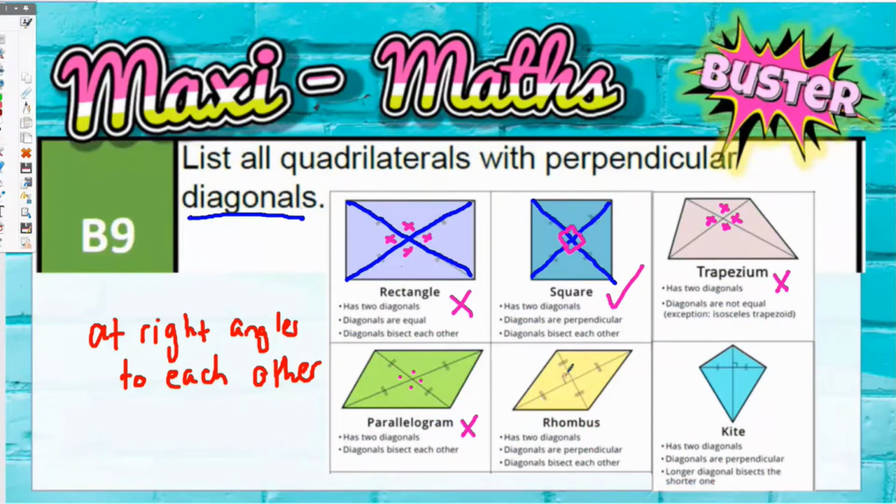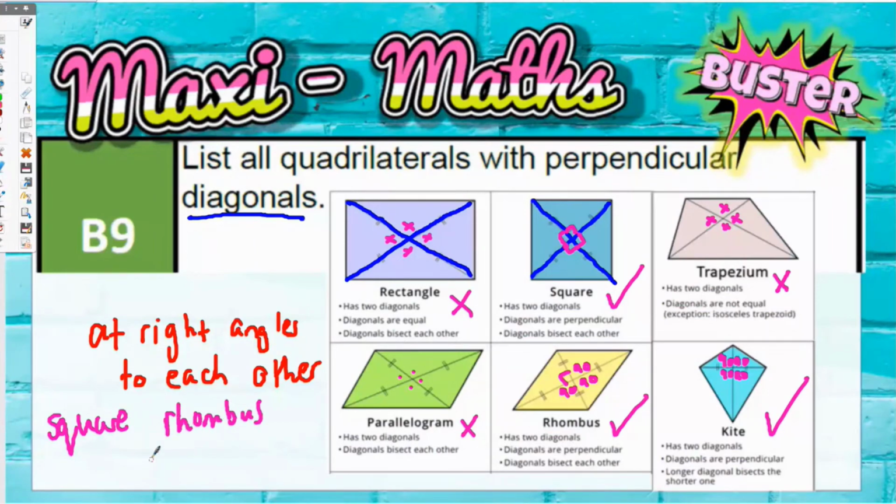The rhombus, now that does, this is 90 degrees, this is 90, this is 90, this is 90. So the rhombus does have perpendicular diagonals. And the kite, imagine the bar, the T-bar on a kite, that also has 90-degree angles between the diagonals. So that one does as well. So the correct answers are the square, the rhombus, and the kite.